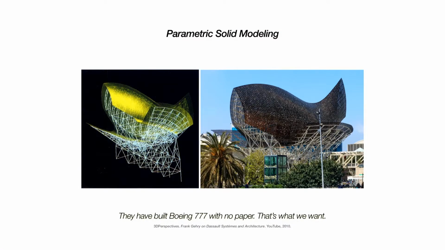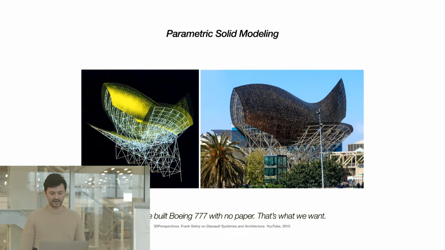And there's a video from Dassault Systems where Gehry conveys his idea of the future of architectural modeling, and at one moment he says, they have built the Boeing 777 with no paper. This is what we want, yeah? So Gehry Technologies and Dassault Systems started collaborating on a new version of CATIA. And in 1999, they made a software called Digital Project. This was a fully parametric architectural modeling software, and it introduced the idea of a model tree to a 3D model.